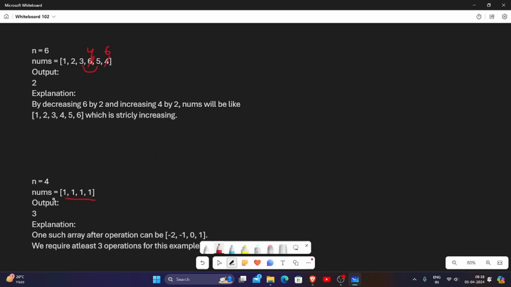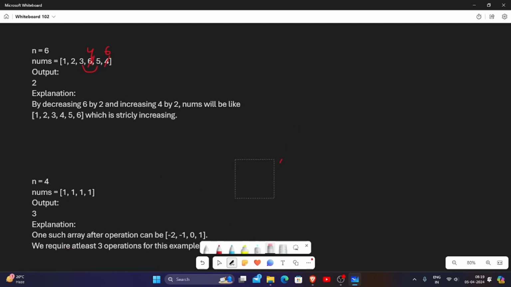Similarly, here we have 1, 1, 1, 1. Since all values are equal, we have to modify three values. They have modified them as -2, -1, 0, and 1 remains as it is. But we can also make it 1, 2, 3, and 4. Until and unless it follows the condition of being strictly increasing, the number of operations they are also taking is 3, and this case will also take 3. So we can apply this operation.